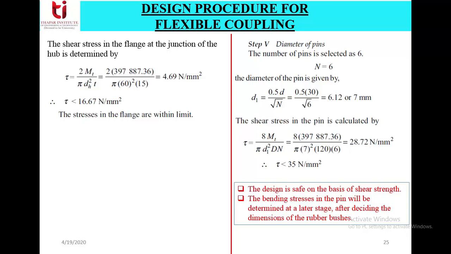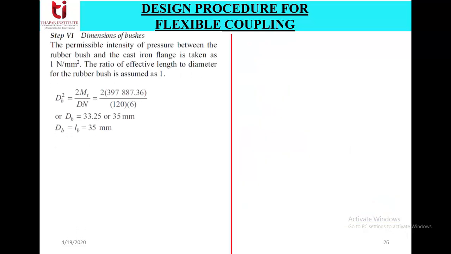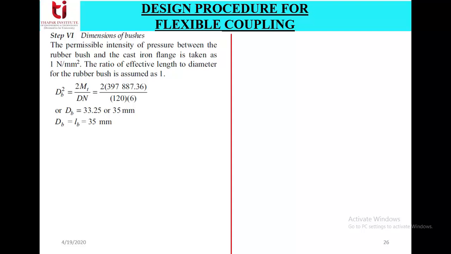However, we have to also decide the bending strength. If we see in the previous problem, for bending strength in the pin, we require the length of the bush. So let us first do the dimension of the bushes, and then we will go with the design of the pin on the basis of bending strength. For the dimension of the bush, let us say dB, we have a simple equation: dB square is equal to 2 Mt by dn. So dB will come out to be 35 mm, and we always go with the assumption that lb is equal to dB, length of the bush is equal to diameter of the bush. So that means it is 35 mm.